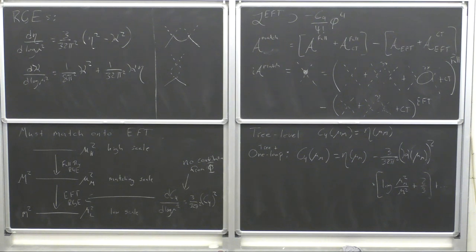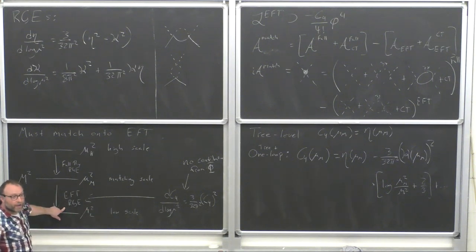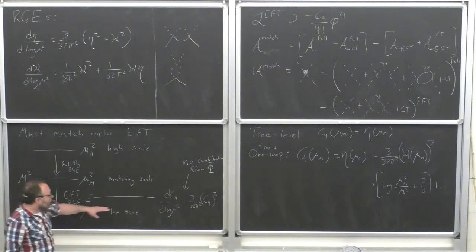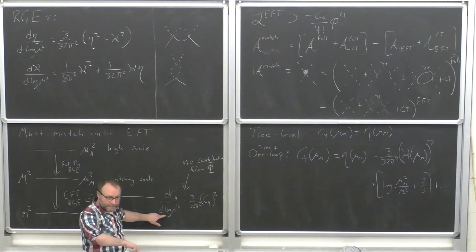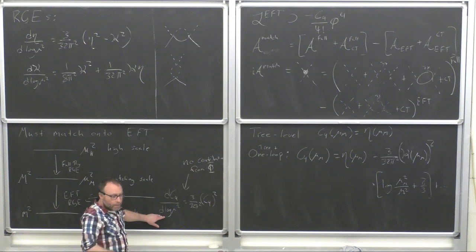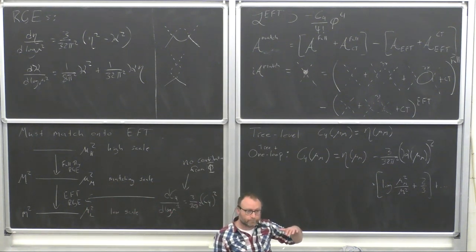Sorry? No, no, even at loop level, right? Because in the EFT, there's only little phi now. So in the EFT, it's exactly the calculation we did in the previous example, okay? Because we've integrated out big phi. It's not a propagating mode anymore.